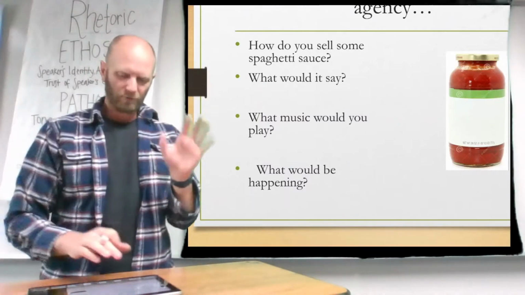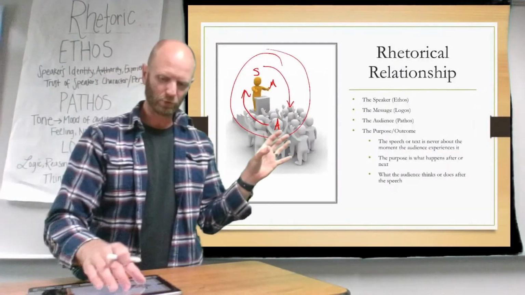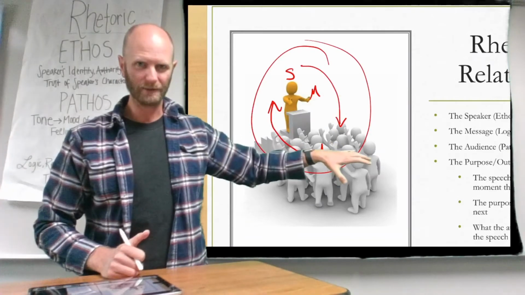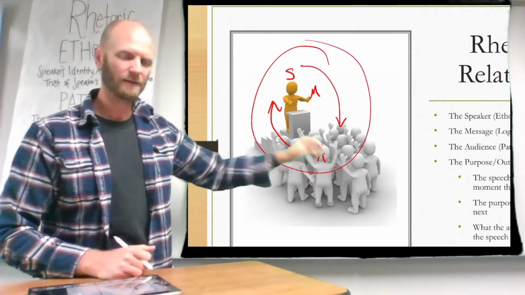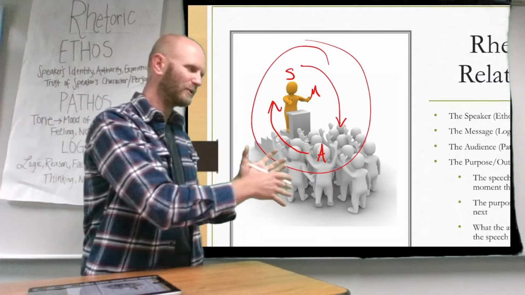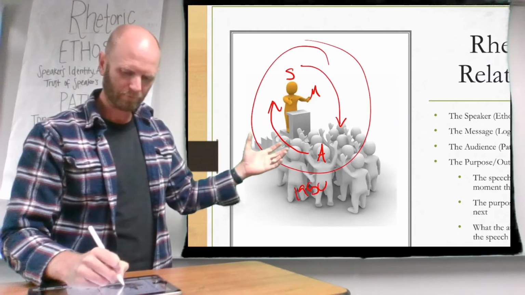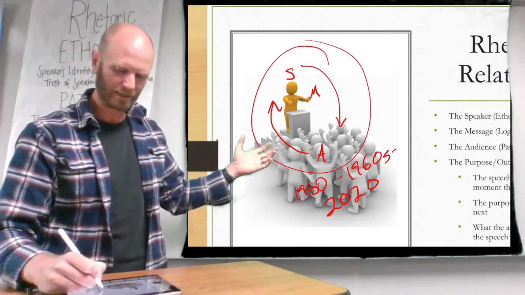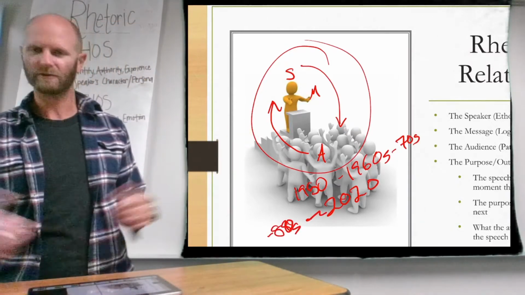And again, if we go back to our rhetorical situation, what the speaker is, the message that they say depends on who the audience is. So if I'm Spaghetti Company, I have to think about who my audience is as I create the message. That's why speaker, message, and audience are all wrapped up into each other. Because if it's, say, an audience from the 1950s or the 1960s versus 2020, or even an audience of the 70s, 80s, I'm just scribbling a bunch of decades.